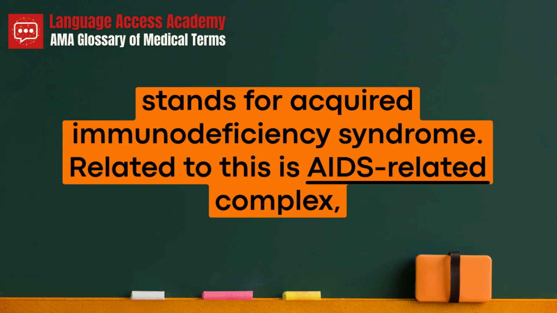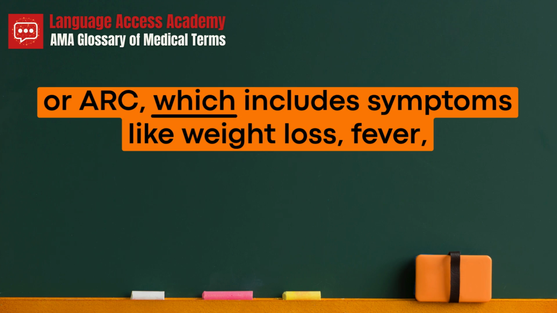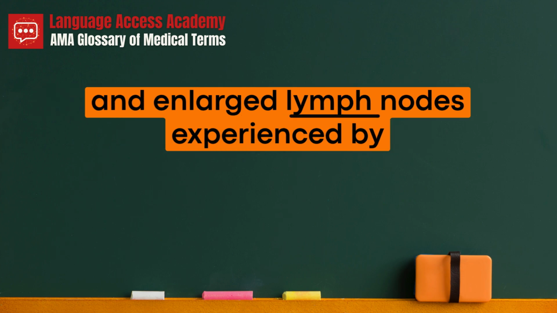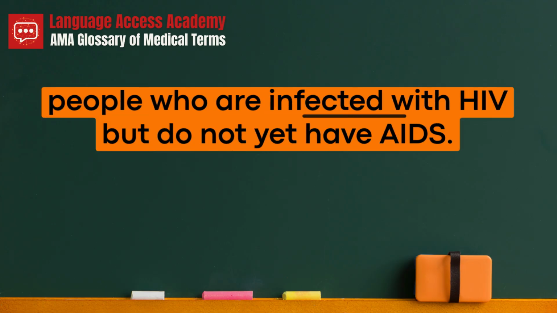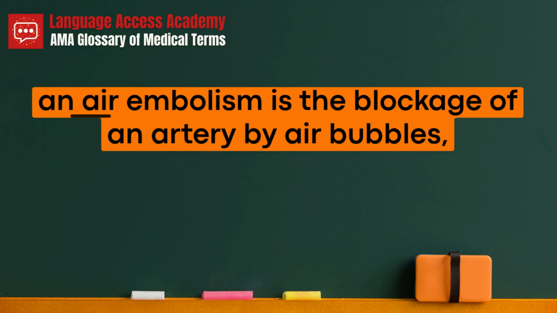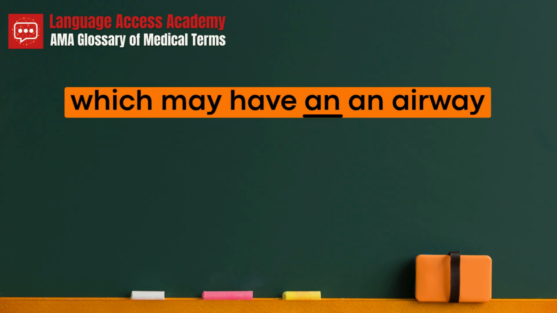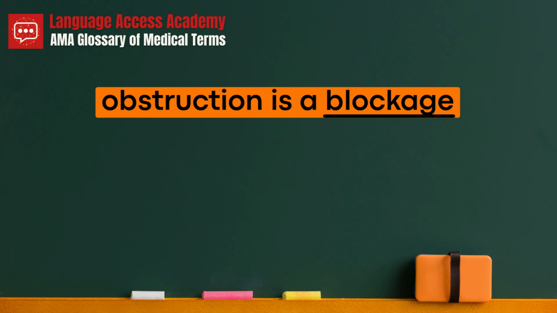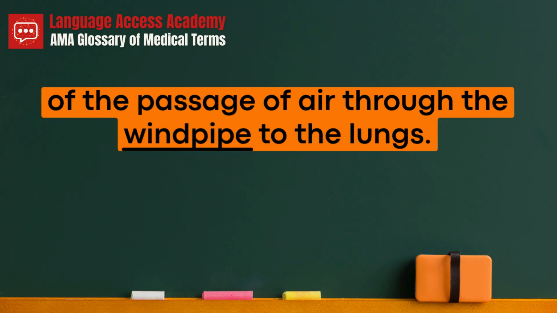Related to this is AIDS-related complex, or ARC, which includes symptoms like weight loss, fever, and enlarged lymph nodes experienced by people who are infected with HIV but do not yet have AIDS. In medical settings, an air embolism is the blockage of an artery by air bubbles, which may have entered during surgery or after an injury. An airway obstruction is a blockage of the passage of air through the windpipe to the lungs.